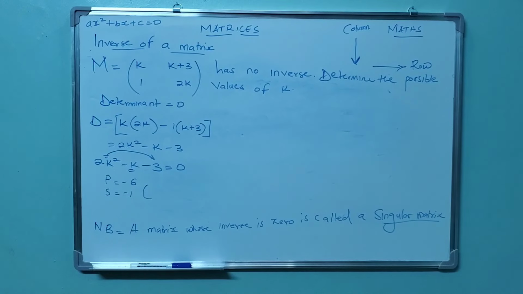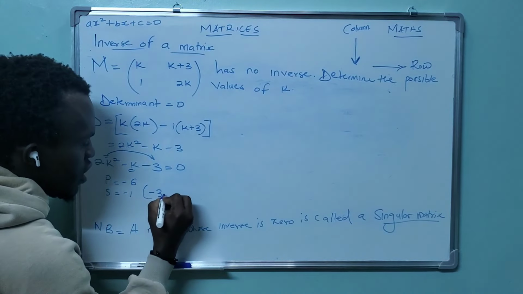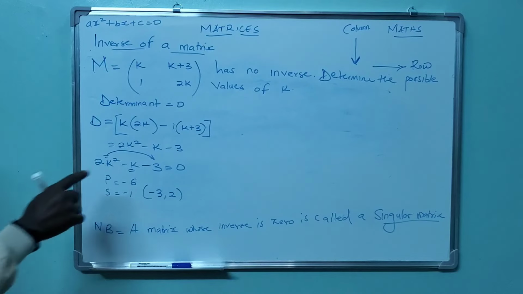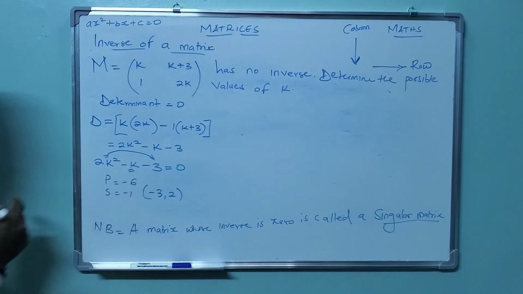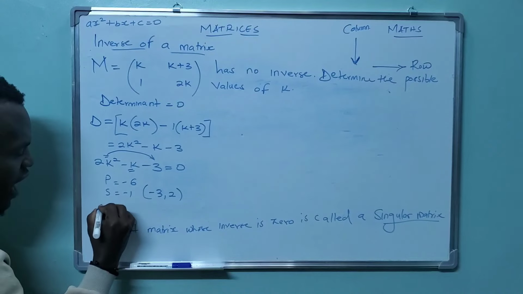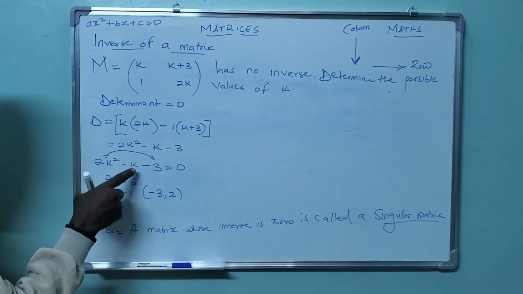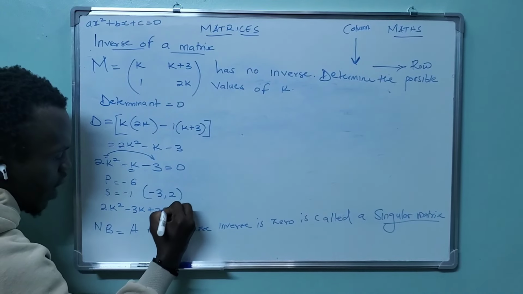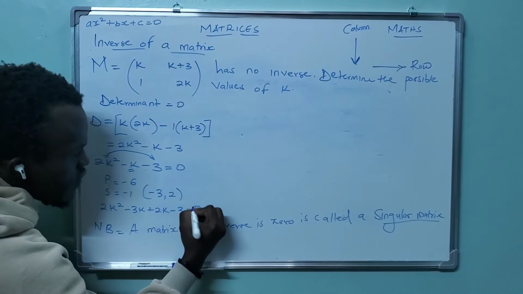Which are those two numbers? I know it lies between 3 and 2. So how can I make 3 and 2 to give me -1? I can have maybe -3 and 2. Because if I take -3 multiplied by 2, I get -6. If I take -3 plus 2, I get -1. So those are my product and the sum. I'm going to substitute them where there was the sum. So I'll have here 2k squared, and instead of that -k, I'm going to have -3k, then plus 2k, then -3 equals 0.